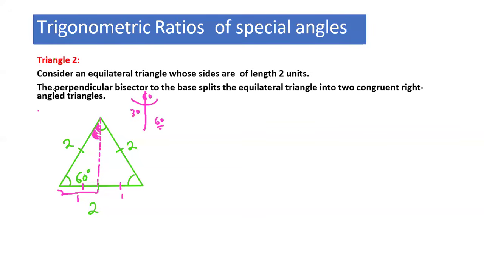Now you're going to allow me to extract one right angled triangle. I'm going to extract this right angled triangle of this nature. And what am I going to have? Here, I'm going to have my 60 degrees. Here, members, you are seeing I have 2. Here, I have 1. And here, I have 30 degrees. And here, you have your 90 degrees.